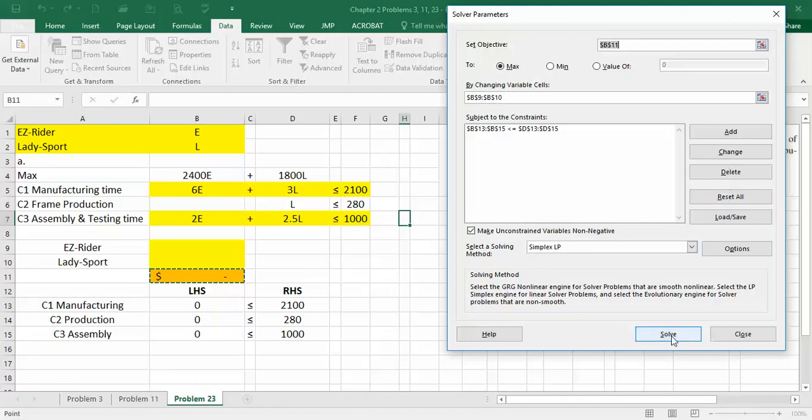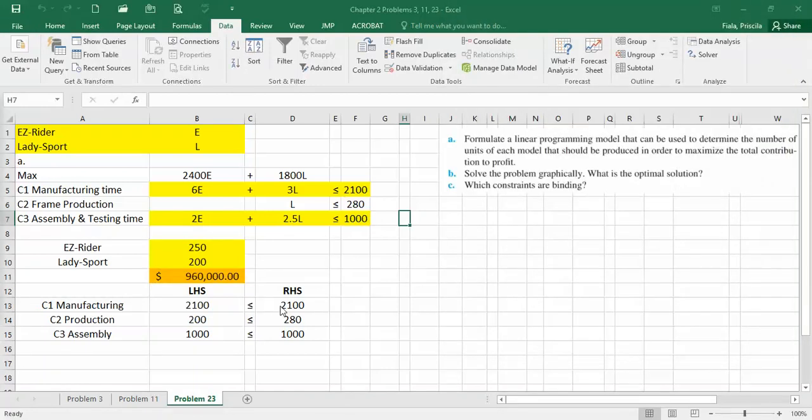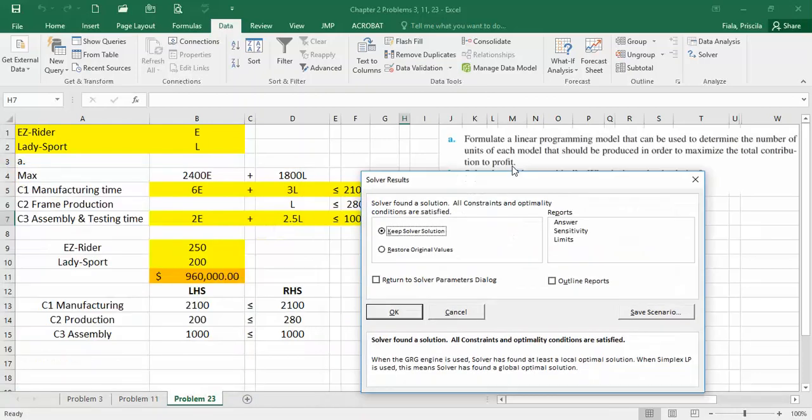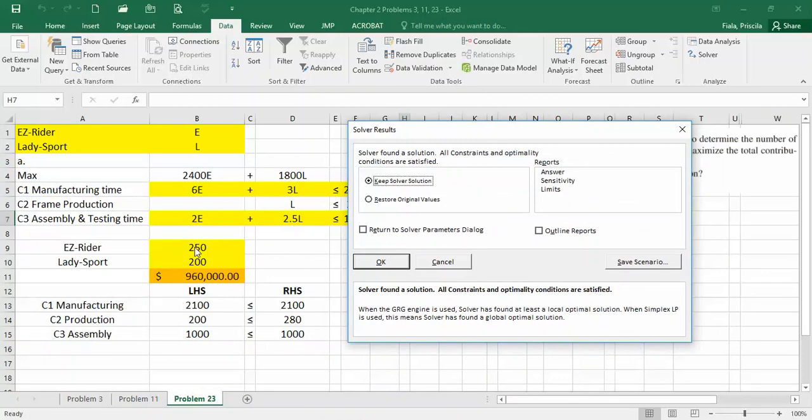So now let's click solve and hope that this changes to the point where it shows 250 for the Easy Rider, 200 for the Lady Sport, in a total of 960,000. If not, then we need to see what is wrong. Do solve, and it's gonna give you this message, and here you go, 250, 200, 960,000. Solver found a solution. All constraints and optimality conditions are satisfied.